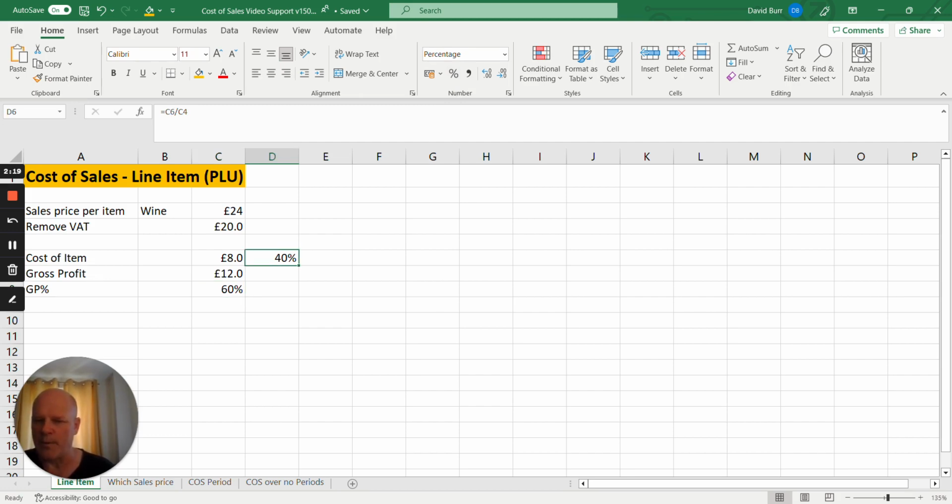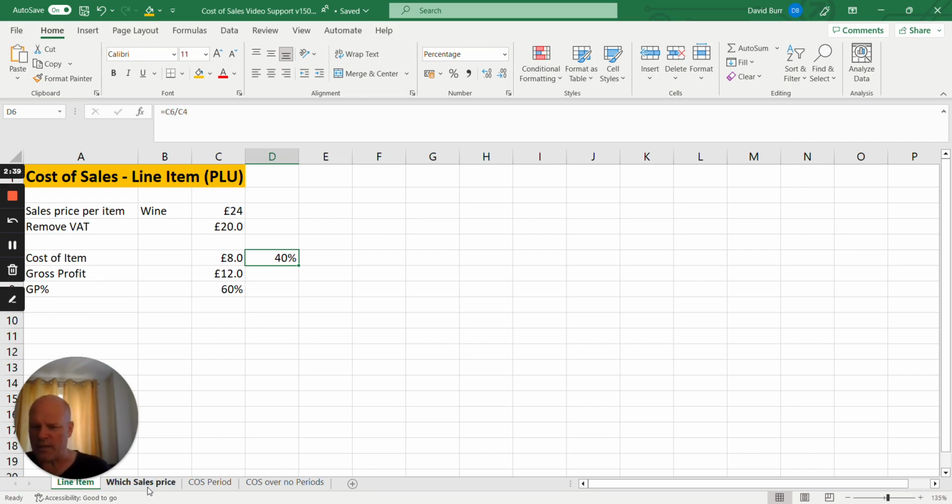And you can do the same thing with the cost of sales. The £8 divided by the 20 will give you 40%. Notice that the two together will equal 100%, and they always will. So if you have the GP percentage of an item, let's say 50%, then the cost of sales will be 50%.